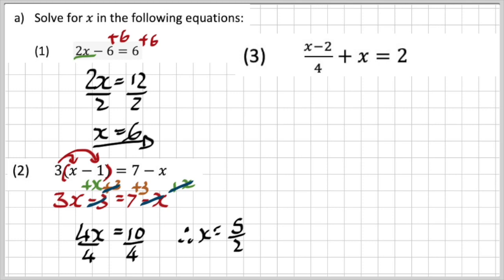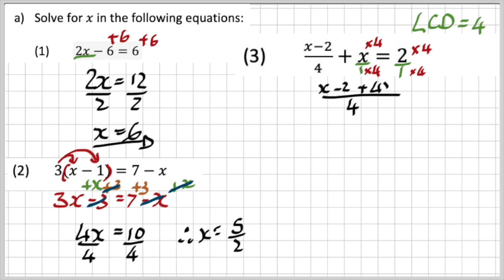The next sum is a bit more tricky. If I've got x minus 2 over 4 plus x equal to 2, it's got fractions in them. So I'm going to think about an LCD of 4. On the left-hand side, I'm going to multiply that x by 4. On the right-hand side, I'm going to multiply the 2 by 4. So on the left-hand side, I've got x minus 2 plus 4x over 4. On the right-hand side, I've got 8 over 4.